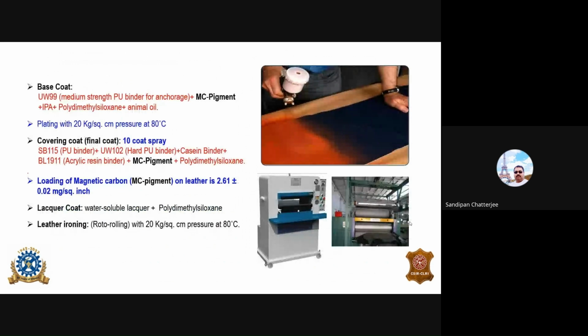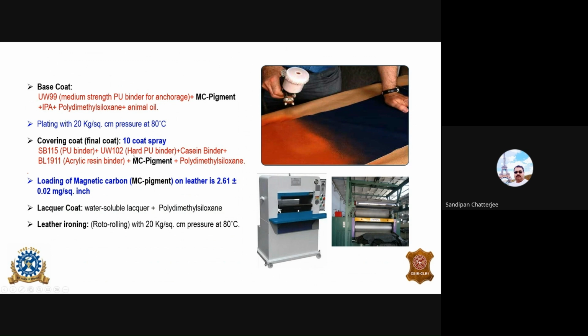Finally, we have coated the material on the leather surface. Initially, we have done a base coat with a medium strength PU binder along with magnetic pigment, IPA, polydimethylsiloxane and some animal oil. And then we have done a plating operation with this instrument to make a base coat, to make the surface ready.